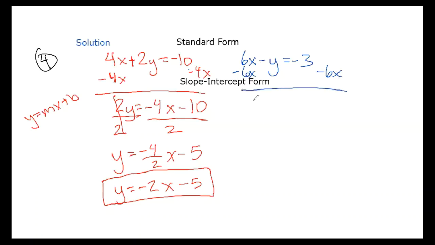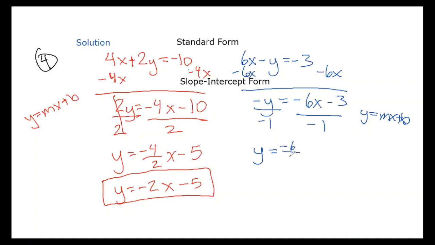And then we're left with negative y equals negative 6x minus 3. And we want a positive y because we want the form y equals mx plus b. So we divide both sides by negative 1. And we get y equals -6 over -1 x, and -3 over -1 is +3. This is the same thing, -6 over -1, as 6x plus 3.